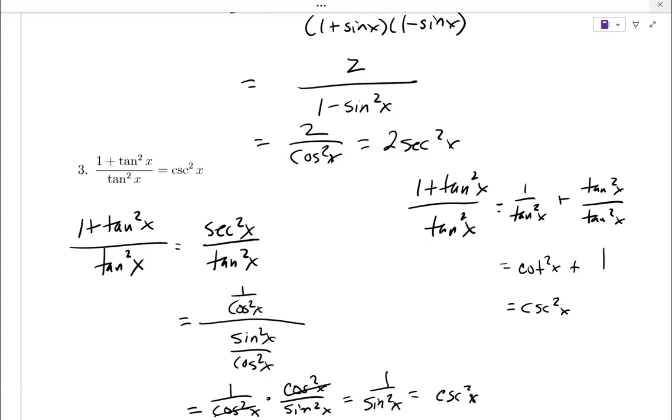Okay? For example, I'm going to write this on the board rather than on the screen. But for example, if you would have started with this, you might have then chosen to multiply top and bottom by cosine squared x to cancel the cosines out. You would have got cosine squared x plus sine squared x over sine squared x. And then what's the top equal to? 1. This would be a third way that you might have tried to do it.